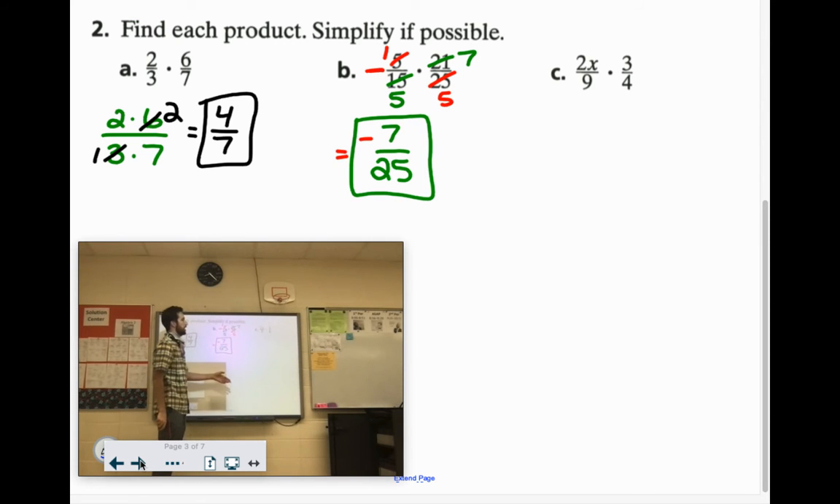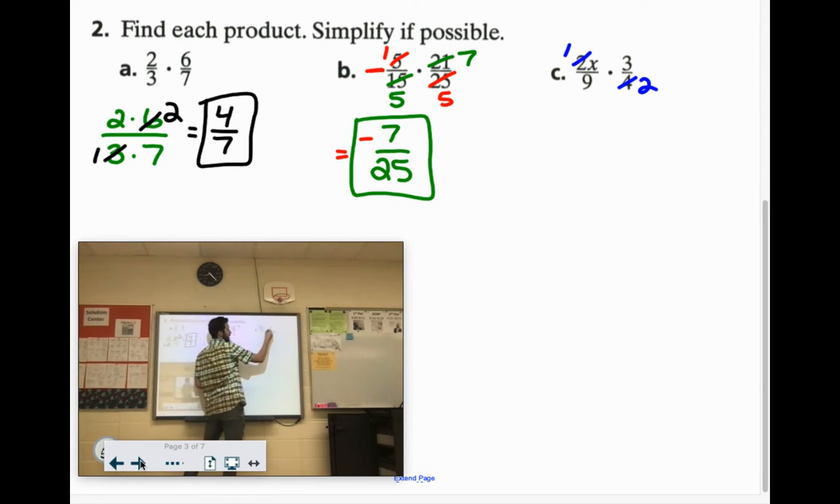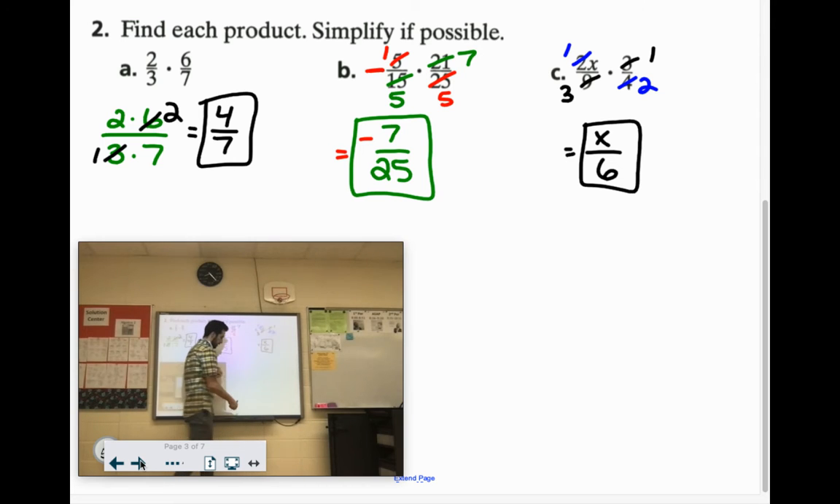2x over 9 times 3 over 4. So even though the 2 has an x with it, it doesn't make a difference. We can simplify the 2 and the 4. 2 goes into 2 once, 2 goes into 4 2 times. Also, 3 goes into 9 3 times. So in the numerator, we have 1x times 1, which is just x. Denominator, we have 3 times 2 is 6. Great. Fantastic.